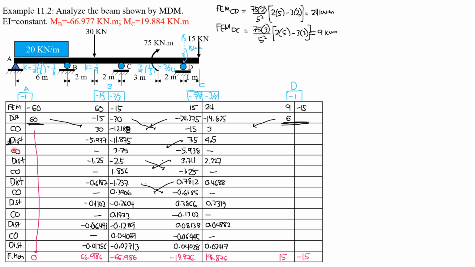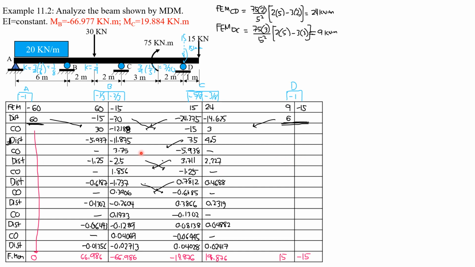So next is carryover. So none here because no more moments here. Then half of 7.5, 3.75. Half of negative 11.875, negative 5.938. No more here, and it's the same as here. No more moment should be thrown here. And we cannot throw moment also from here.